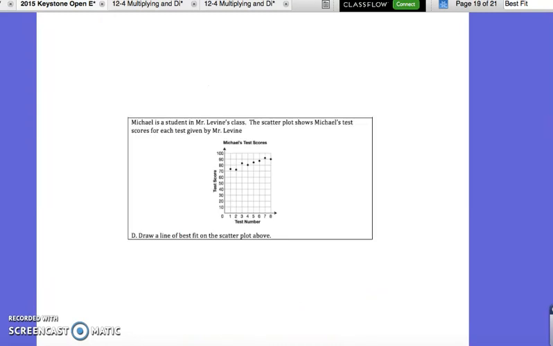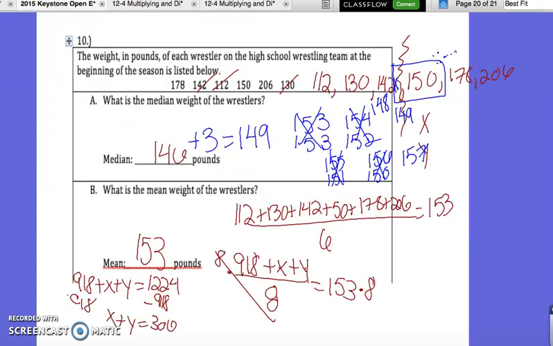Last but not least, the scatter plot, you had to draw a trend line. It should be through the middle following the data with an arrowhead. For number 10, I'm going to go ahead and erase this.